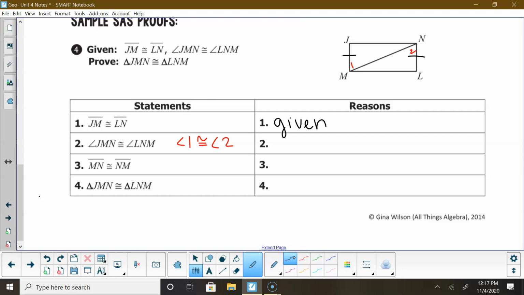Alright. MN is congruent to NM. We just did it. What's that called? Reflexive property. Remember how you guys loved yelling definition of congruence? Because you're like, I know definition of congruence. Reflexive property, same deal. Alright, so I have the single side, I have my red angles, and then I've got this side in the middle. What's my reasoning going to be?